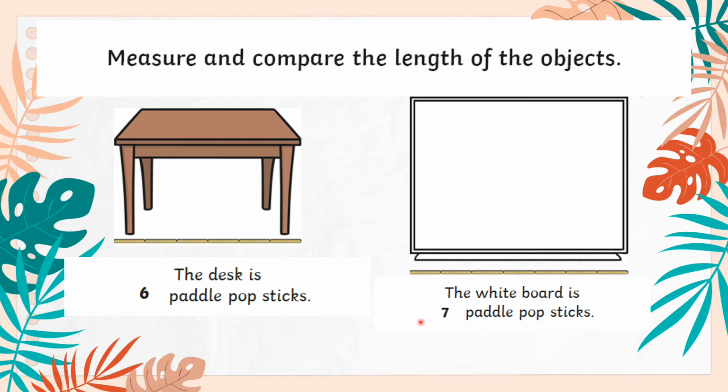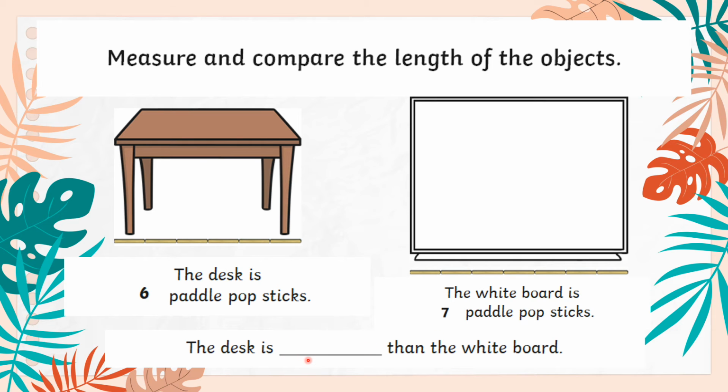Which is greater? Is 7 greater than 6? Yes. 7 is 1 greater than 6. You add 1 to 6 and you get a 7. The desk is dash than the whiteboard. What could be here? The desk is shorter than the whiteboard because the desk is only 6 paddle pop sticks, whereas the whiteboard is 7 paddle pop sticks.